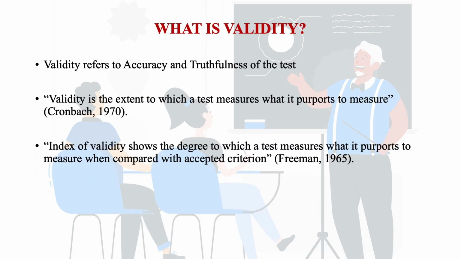And further, the definition given by Freeman 1965: Freeman says that the index of validity shows the degree to which a test measures what it purports to measure when compared with an accepted criterion. So here one question is, what is a criterion? When I discuss the different methods of reliability, this definition will be very clear.